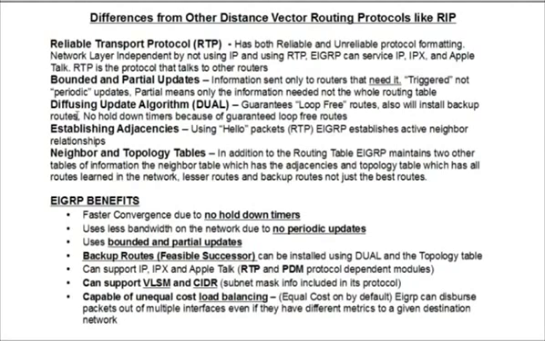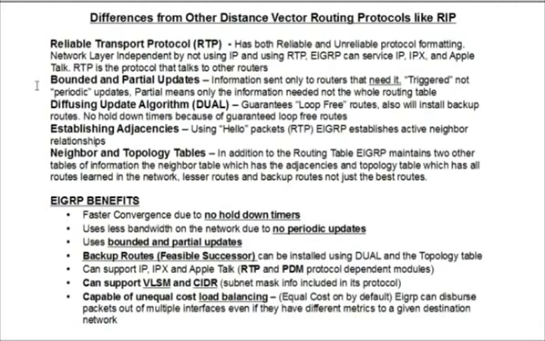Another thing that is different about EIGRP from RIP is that it uses bounded and partial updates. And what that means is that EIGRP will send information to only the routers that need it, and it's only going to send the information that they need. It's not going to send out its whole routing table like RIP does every 30 seconds. It's not going to do that.